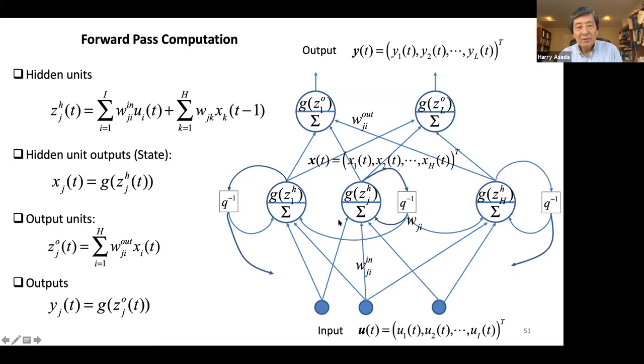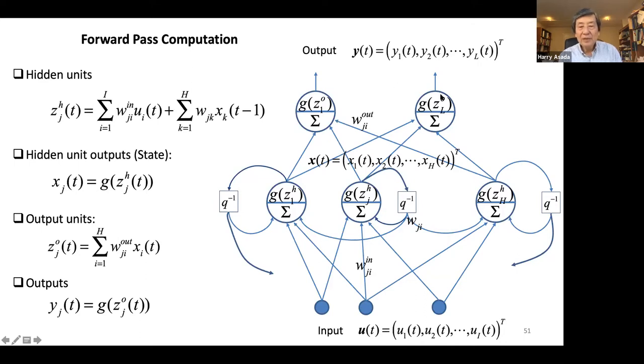right? Also, don't forget this feedback with the time index t minus one, because we're talking about time t, and the ones fed back are from t minus one. X(t minus one), because it's the hidden layer's output, with the weight W_jk, and then take the summation over k, across all the hidden units. The number of hidden units is capital H, right? Once we have created this Z_j^H, we take the nonlinear map as shown here.